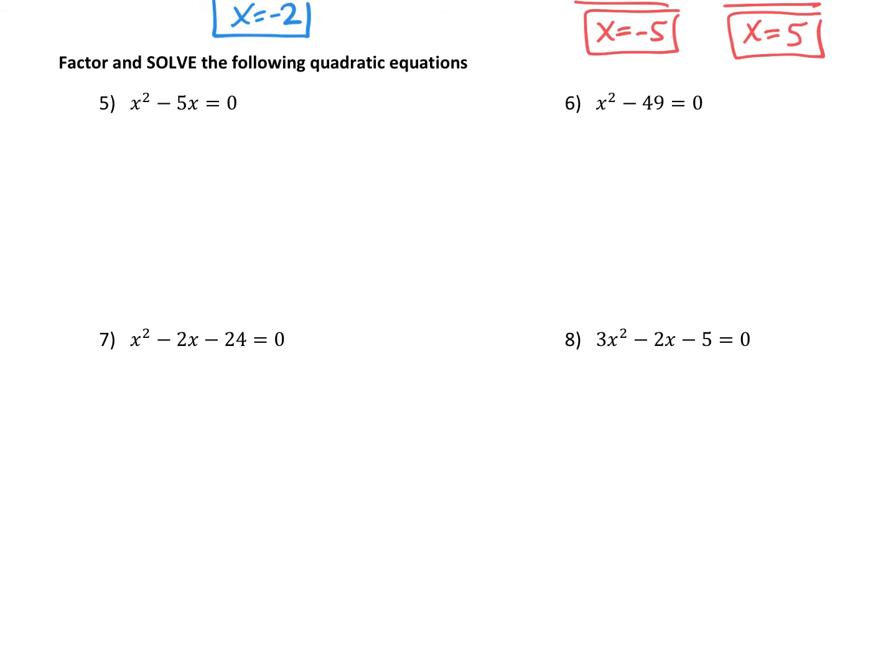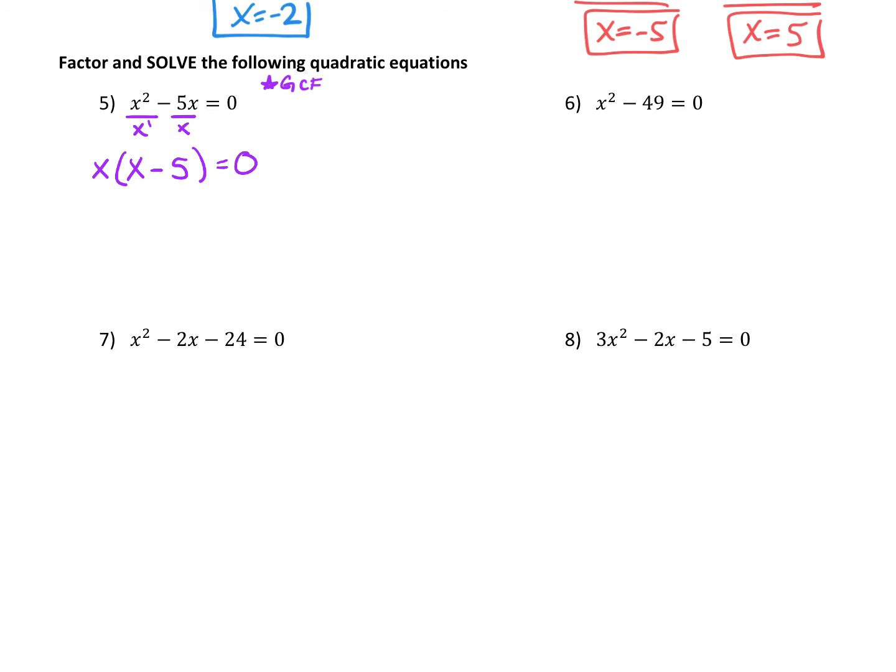So the hardest part is figuring out what form of factoring to use for each one. If I look at number 5, I can see I have an x squared and a negative 5x. So this is going to be a GCF factoring problem because they both have an x in them, so I can factor an x out, which is going to be my greatest common factor. So if I factor an x out, I'm going to have x minus 5 left on the inside because x squared divided by x is x. Negative 5x divided by x is negative 5.